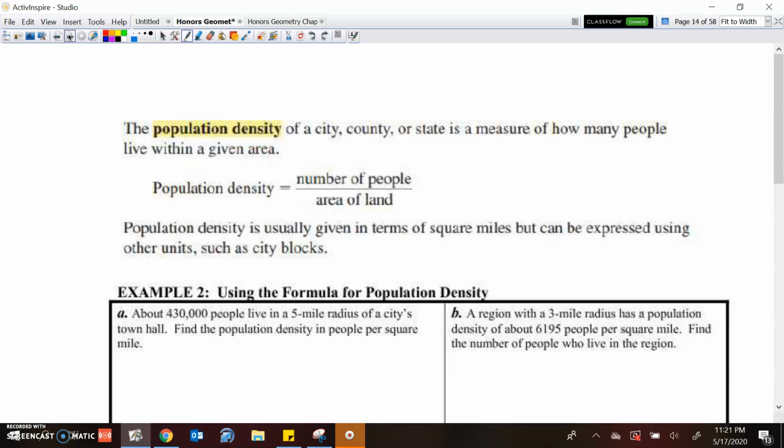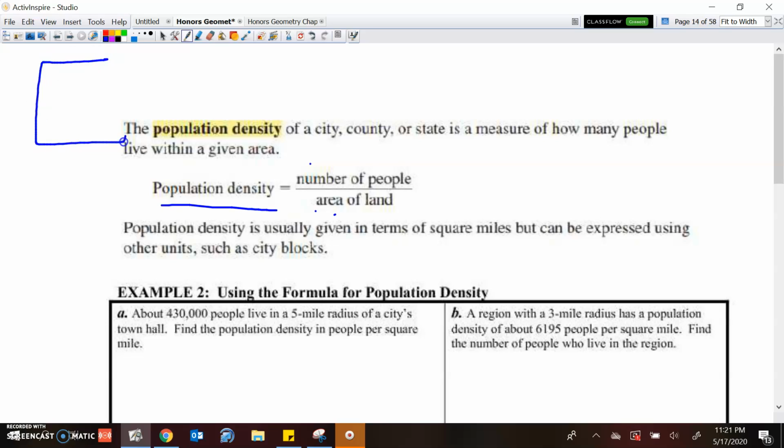So it's easy to create misleading data if people aren't understanding how the data is distributed. This concept of population density of a city, county, or state is measured by how many people live within a given area. The population density is found by the number of people divided by the area of the land. It's usually given in terms of square miles, but you can use any units. You can use city blocks, whatever.